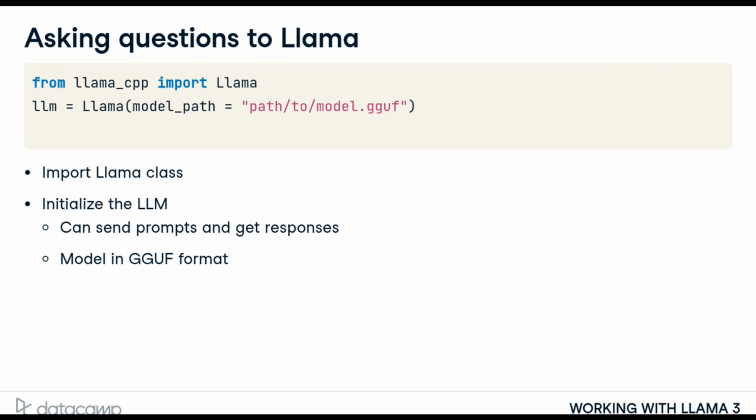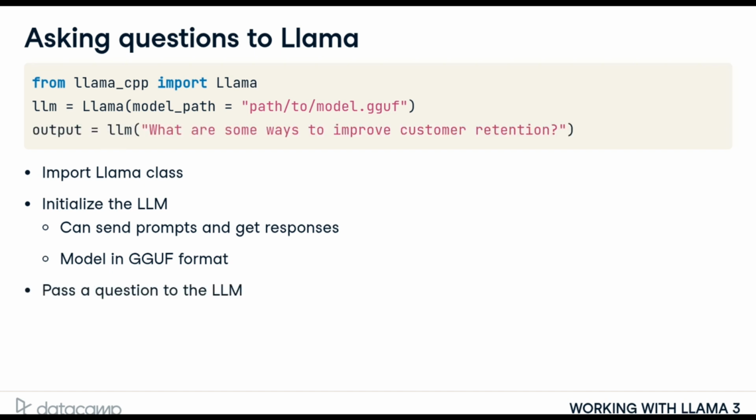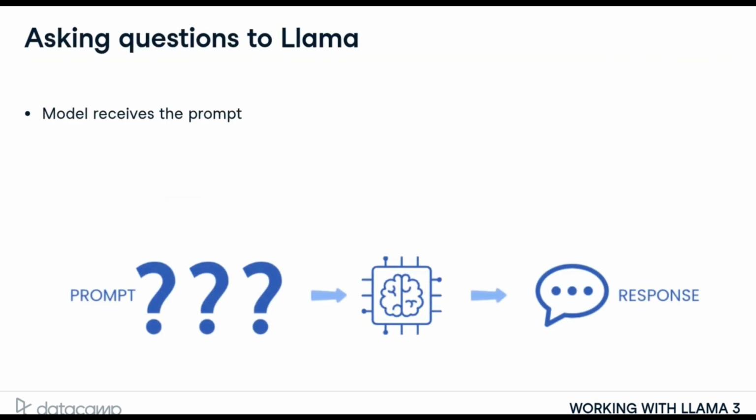Once we have the LLM instance ready, we can pass it a question. Let's ask, for example, what are some ways to improve customer retention? In the background, the model processes the question or prompt by looking at patterns from its training and predicting the most likely next words to form a response.